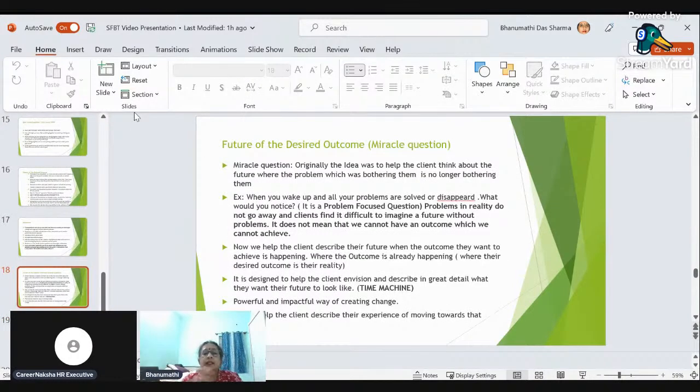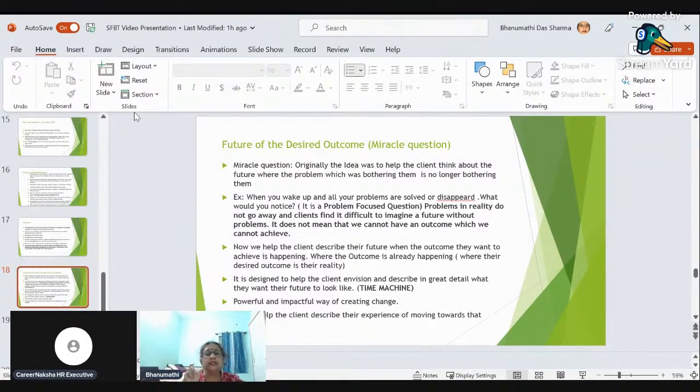Now we go to the miracle question. That is the future of the desired outcome. The miracle question is very famous. I'm sure everybody must be aware of what the miracle question is. Originally, the idea was to help the client think about a future where the problem that was bothering them is no longer bothering them. So they used to ask, suppose you go home today and you sleep, and while you are sleeping, a miracle happens and all your problems are solved or disappear. You don't know while sleeping. You wake up in the morning, and suddenly you see that it is solved or disappeared.